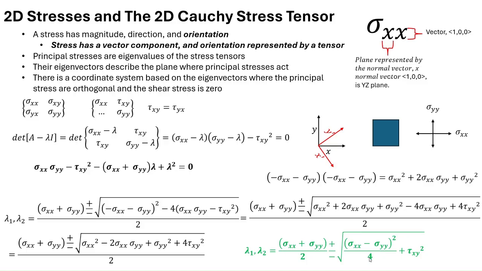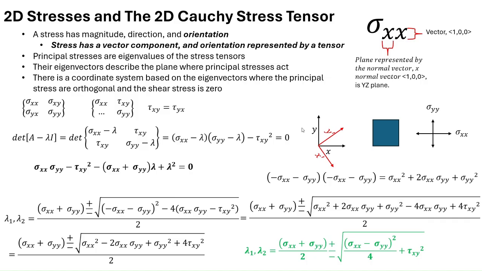There's a 4 here, and typically you'll see this as over 2 squared, but the 4 is outside the square. So typically you'll see this inside the square, and then it's the x normal stress minus the y normal stress over 2 squared.